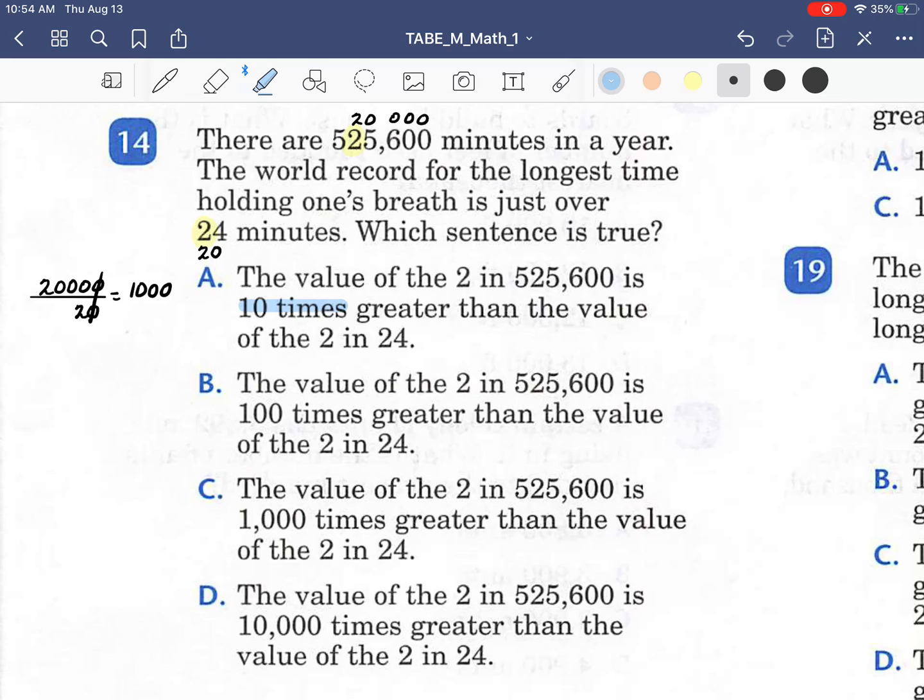We have 10 times, 100 times, 1,000 times, and 10,000 times. So I'm going to go with C, 1,000 times difference. The answer to number 14 is C.